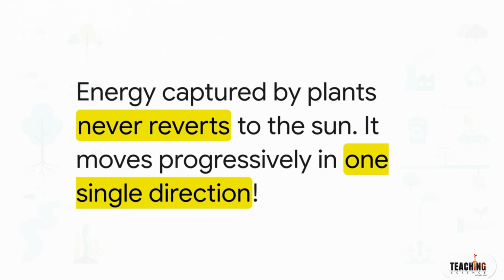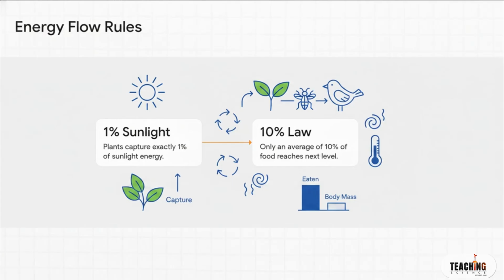The energy captured by plants never, ever reverts back to the sun. And the energy passed to a herbivore, it never goes back to the plant. As it moves progressively upward through the trophic levels, it's just gone from the previous level forever. And this brings us to a massive formula you absolutely must memorize.